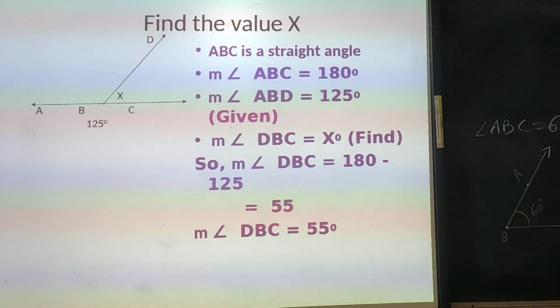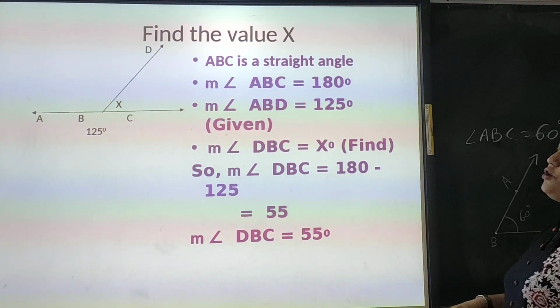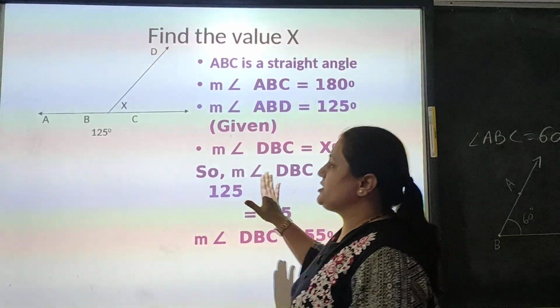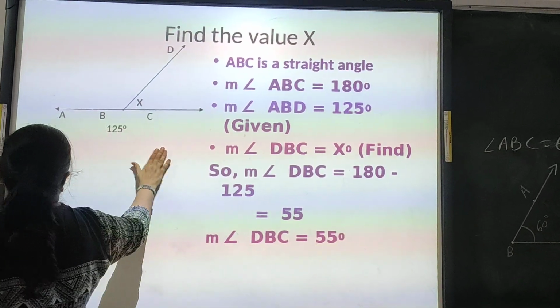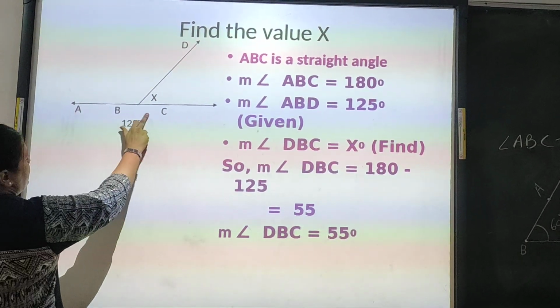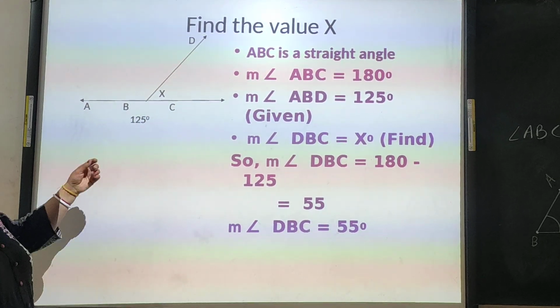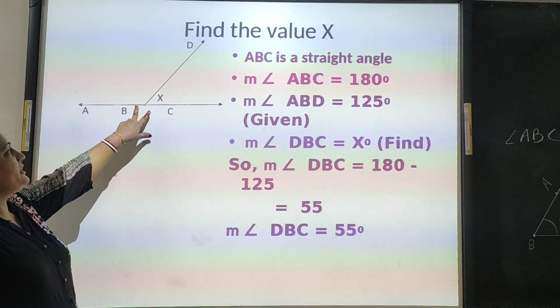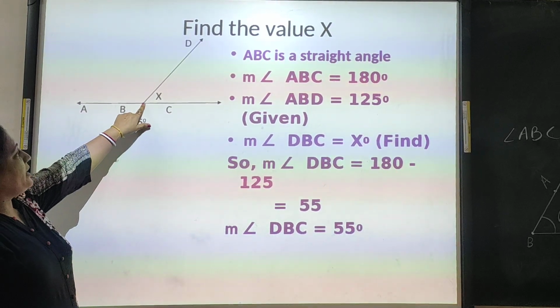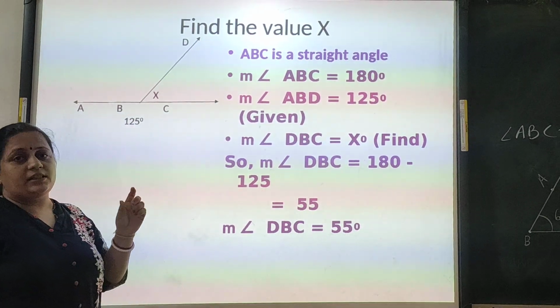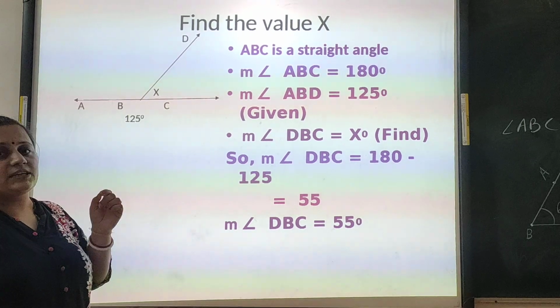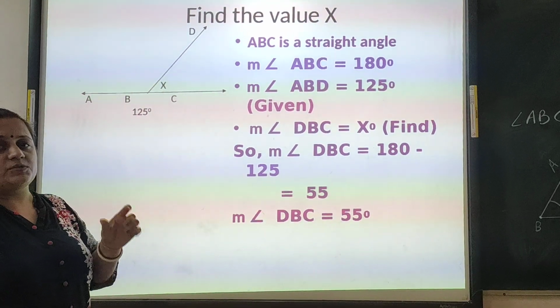Now see, this is the first question. Find the value of x. Now see children, this is the figure given. Here this ABC is a straight angle. What is meant by a straight angle? One whose measure is 180 degree. I told you what is meant by angle: when two rays meet at a common end point, they form an angle.